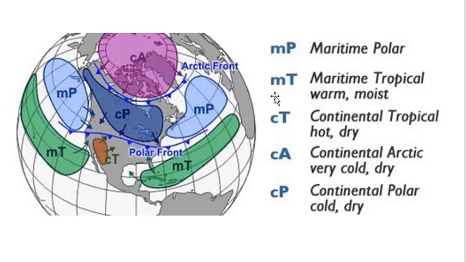Then we have the continental Arctic. Since it's coming from the Arctic, it has a very low temperature, so it's very cold. However, since it's coming from landmass, it has no moisture or less moisture with it, so it's considered to be a dry air mass. Then the next one is the continental polar. Again, coming from the continent, so it's dry, but coming from the polars, therefore it's a cold air mass.